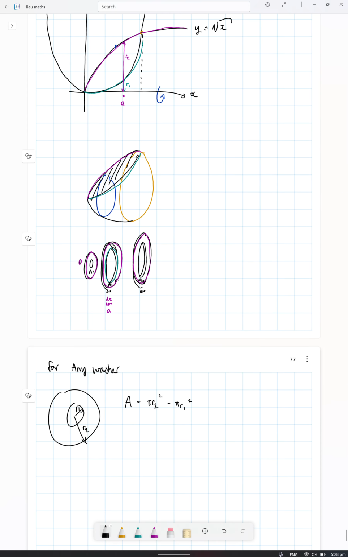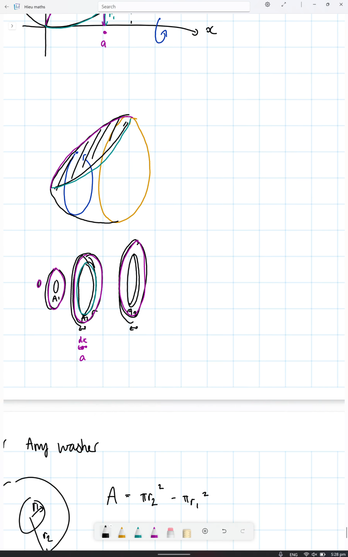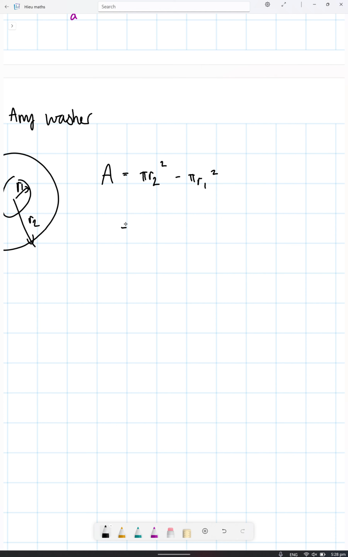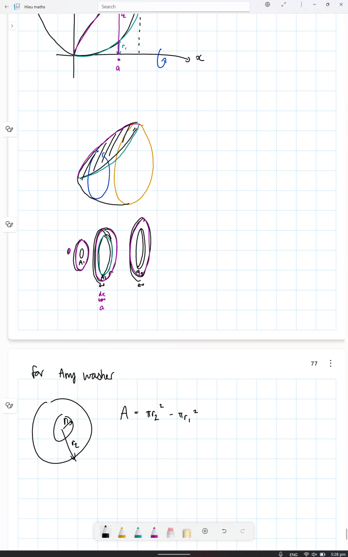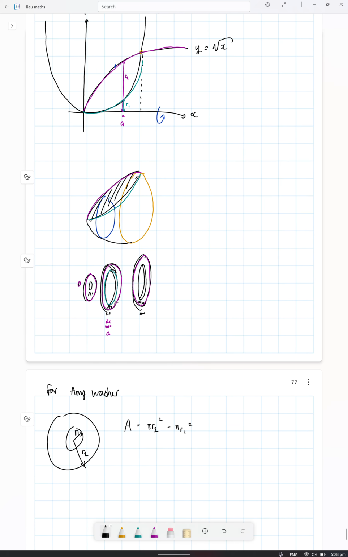So remind me what's R2, guys? R2 is root x. Let me just think really quick. Okay.